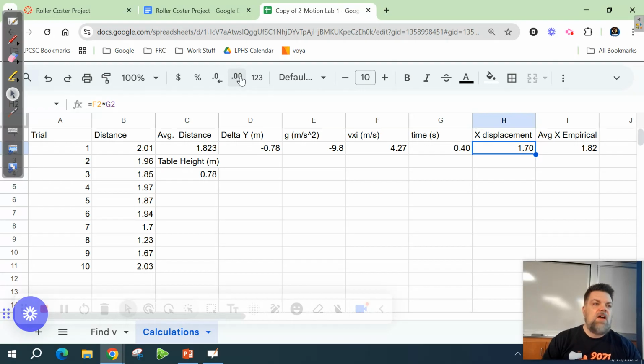Now, is everybody caught up with me? Because there's one last thing we need to calculate. Yes. I typed in, you type equals average, and then you just select these, which is column B2, right? All the way down to B11.